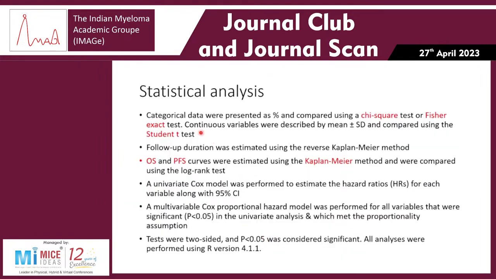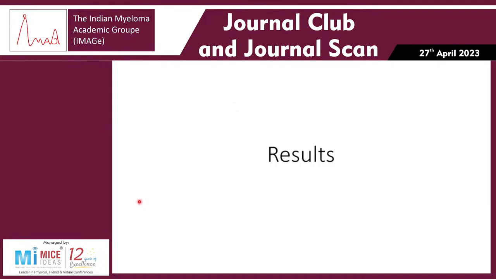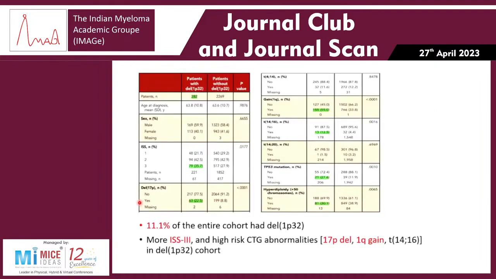For statistical analysis, standard methods were used for categorical and continuous variables. Survival was estimated using the Kaplan-Meier method, and a multivariable analysis was performed for all variables which were significant in the univariate analysis. Coming to results, 11% of the whole cohort, that is 282 patients, had deletion 1p32.